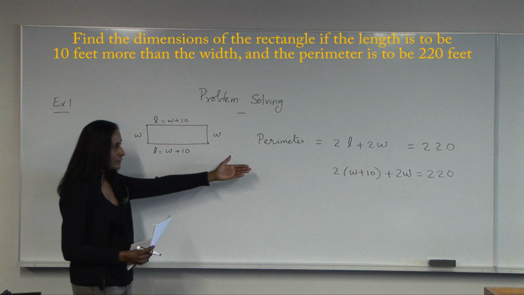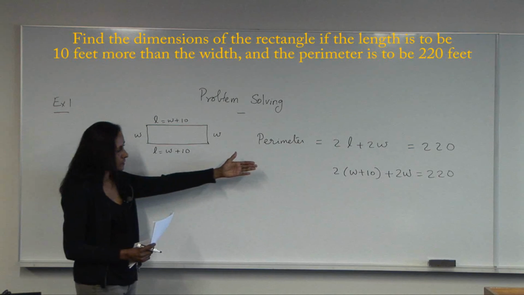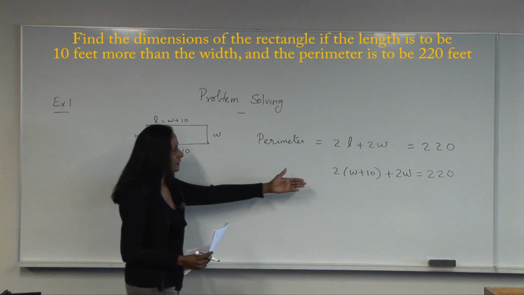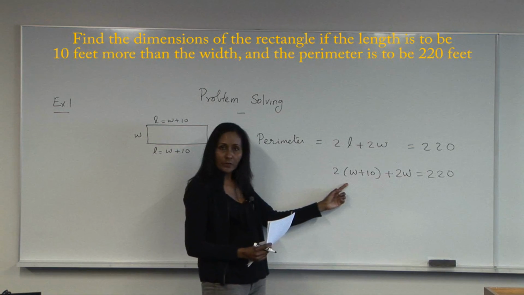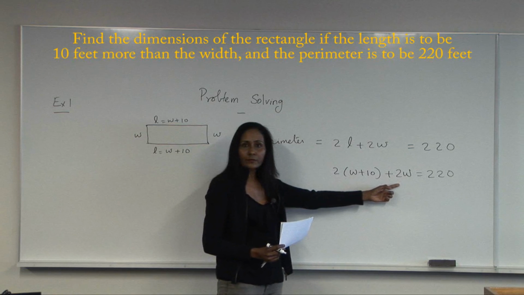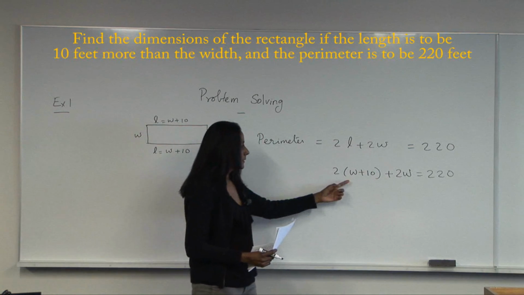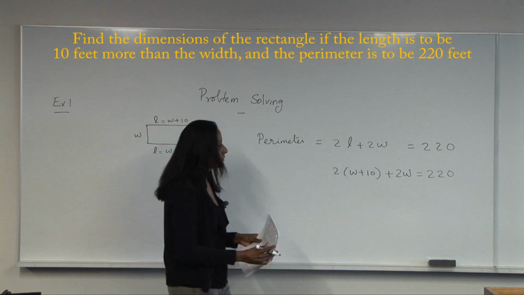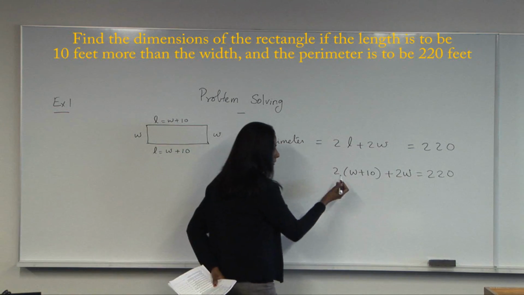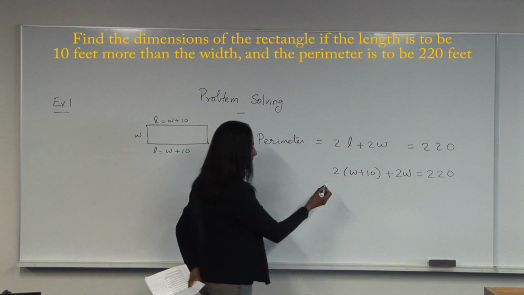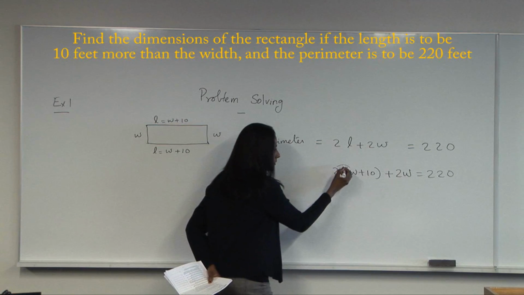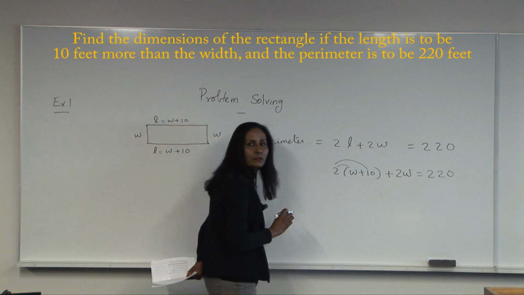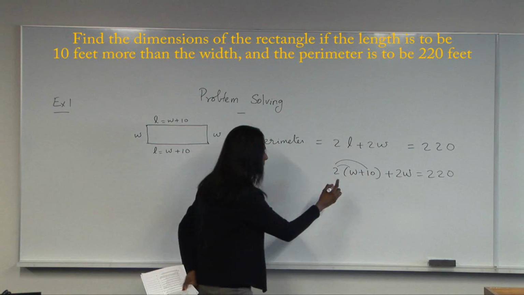And can we solve for W from this equation? Yes, we can. This is an equation, and it's only one variable you see, right? W. And we can solve this, solve this equation for W. So how do we solve this equation? Here this is 2 times W plus 10. So do you see why we put the parenthesis? It's very, very important. You have to do that.